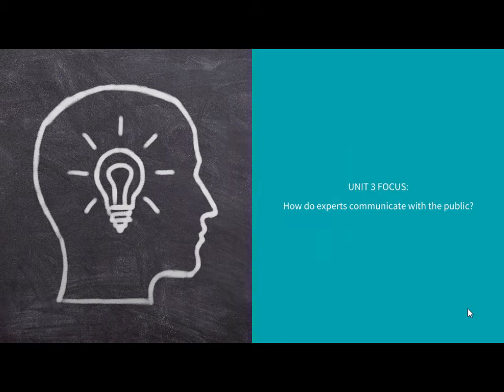So here's the big question we addressed in Unit 3. Remember, for Unit 2, we addressed how experts communicate, or in some cases fail to communicate with other experts within their disciplines or beyond. Now in Unit 3, we consider experts' communication with the public. This focus is probably more in line with what you're used to thinking about when you think about science communication.